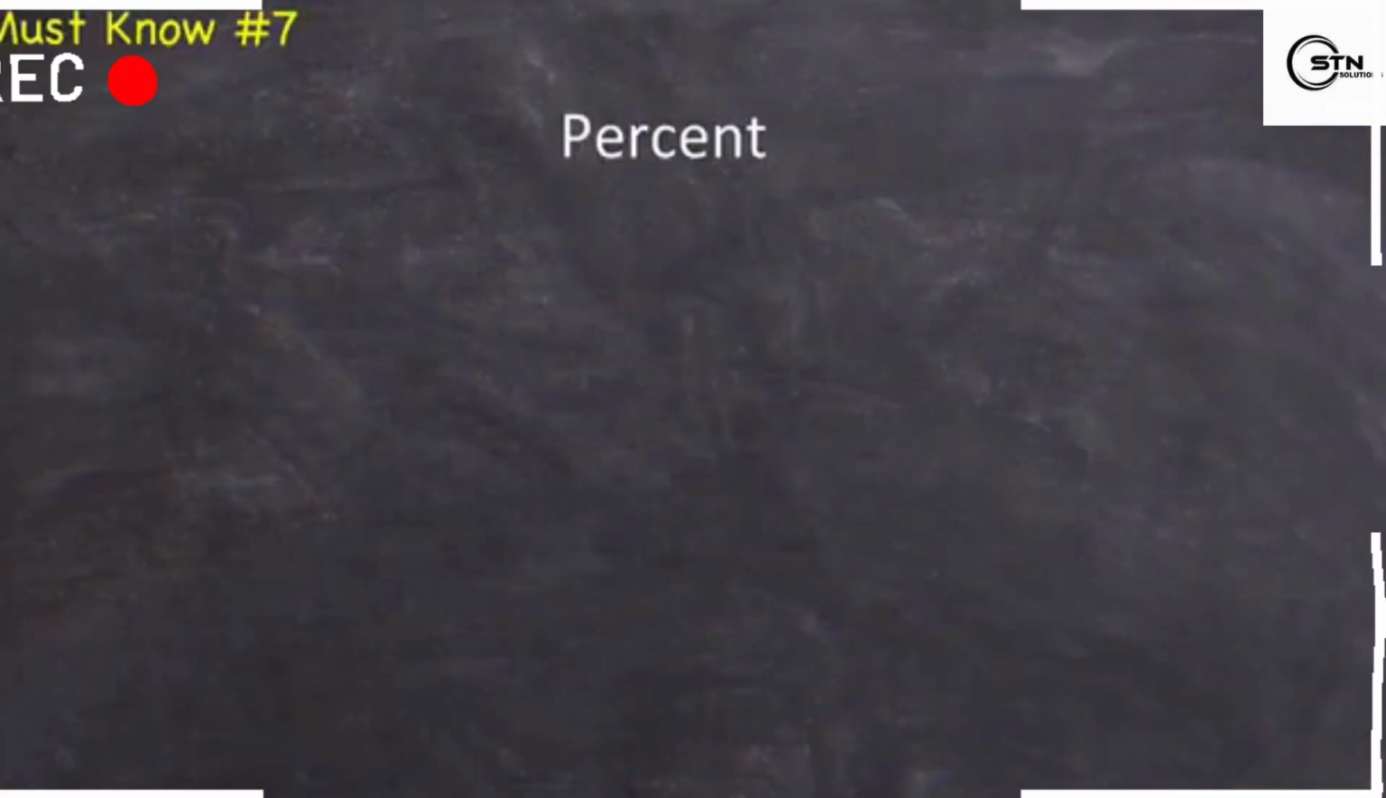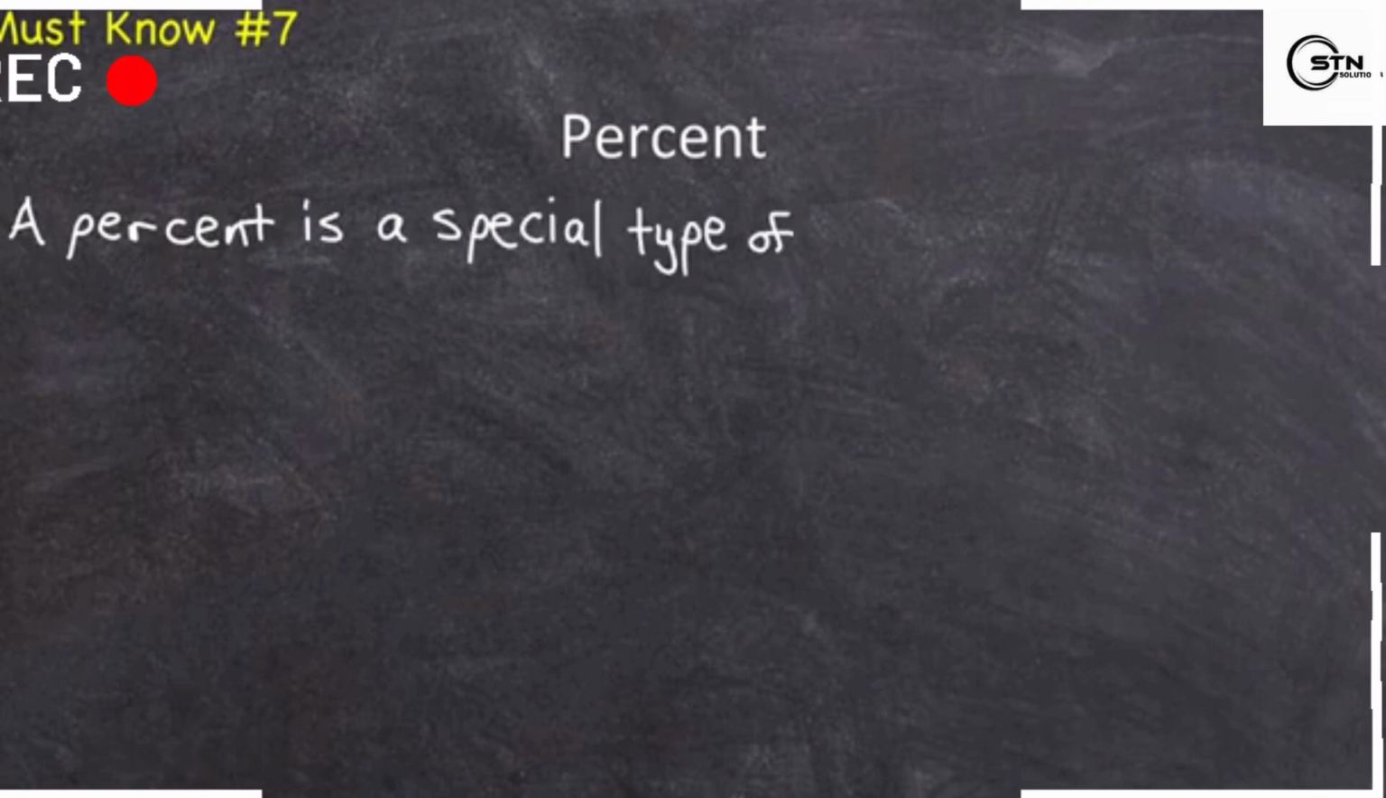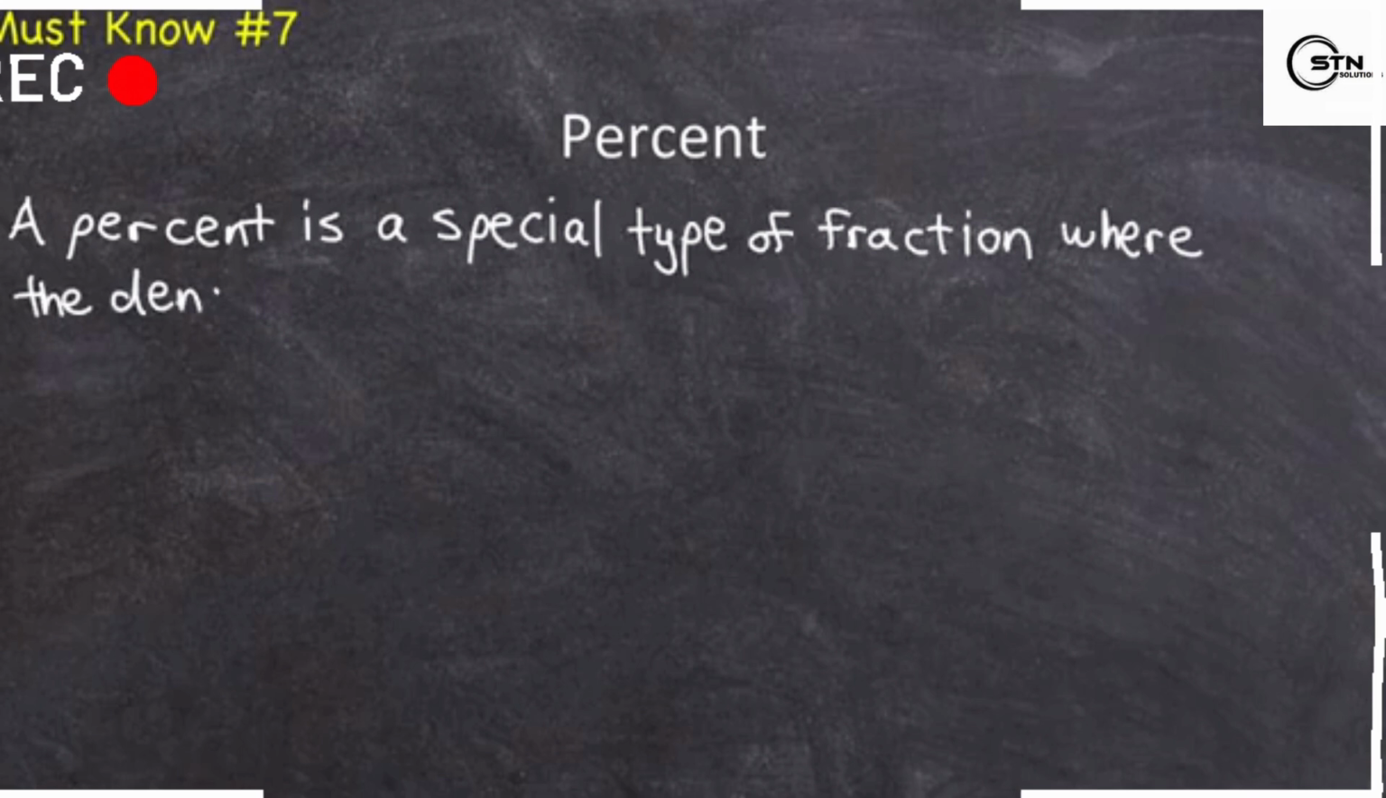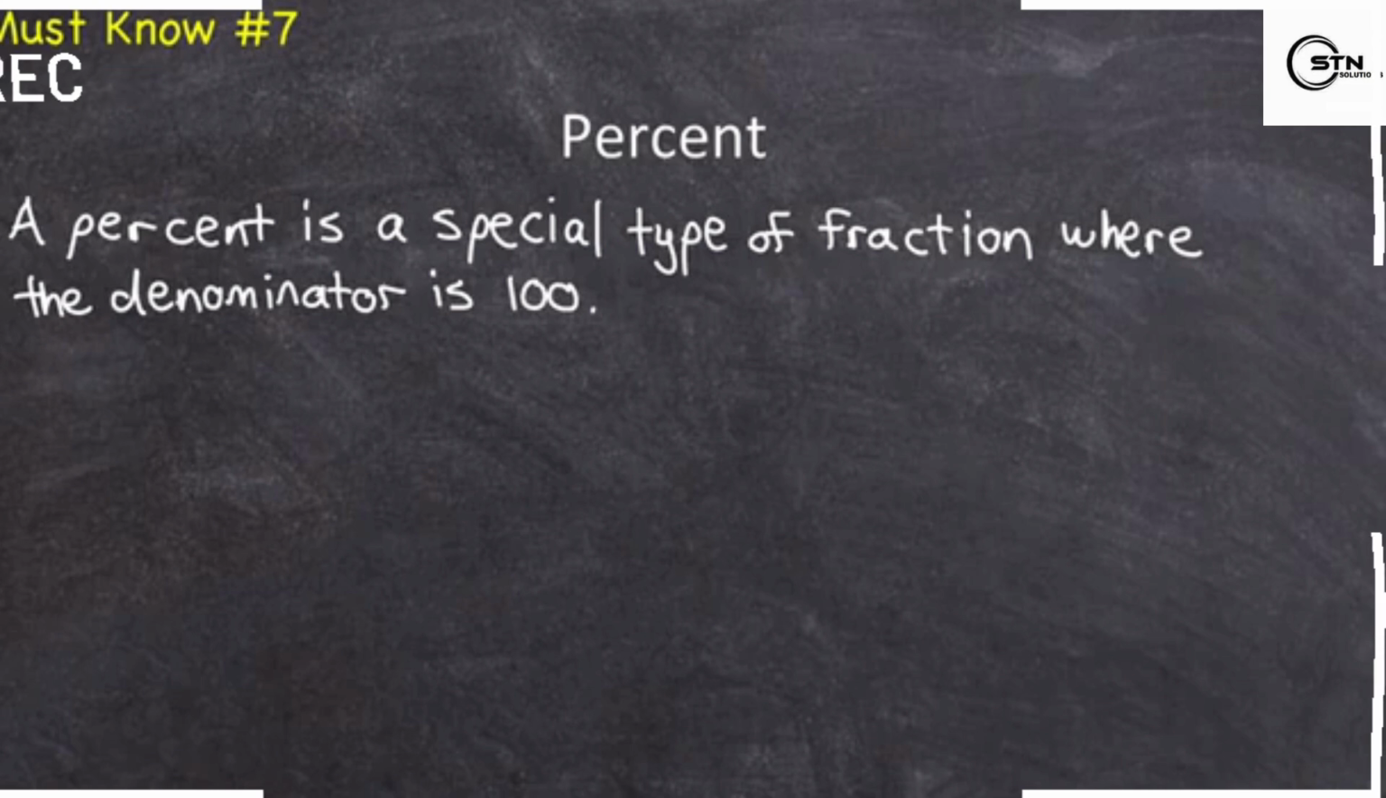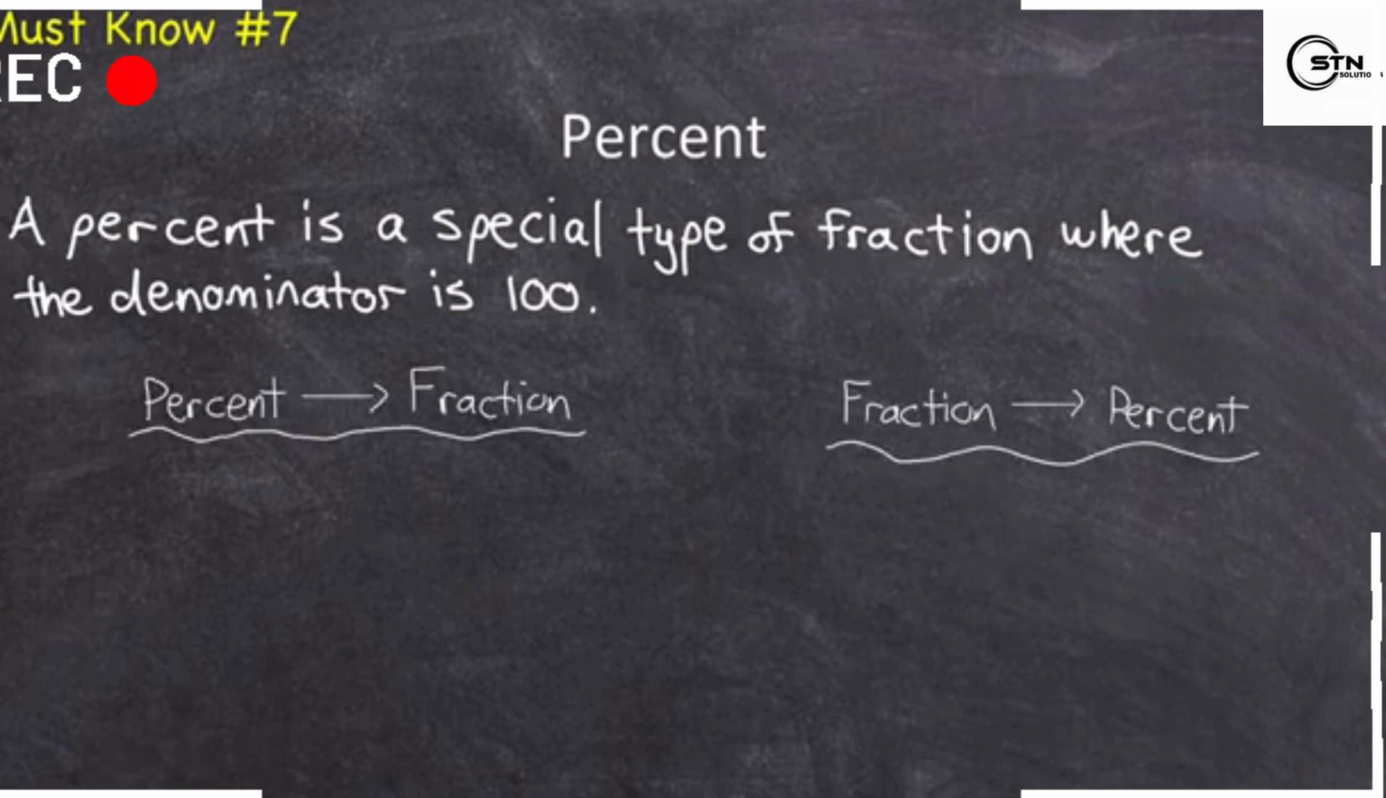Must know number 7. Percent. A percent is a special type of fraction where the denominator is 100. And the percent symbol just means parts per 100. So let me show you how we can convert a percent into a fraction and vice versa, a fraction into a percent. Let's start by turning a percent into a fraction.